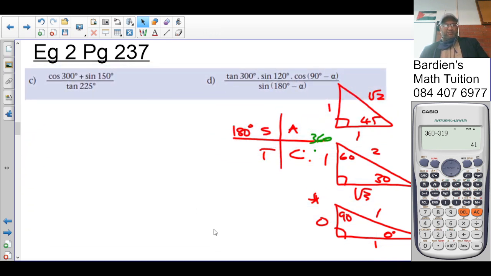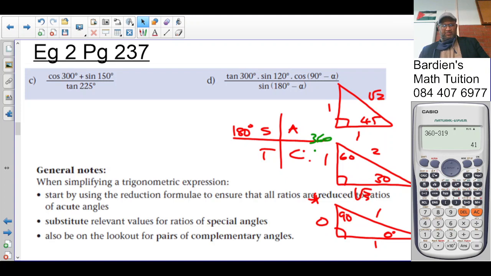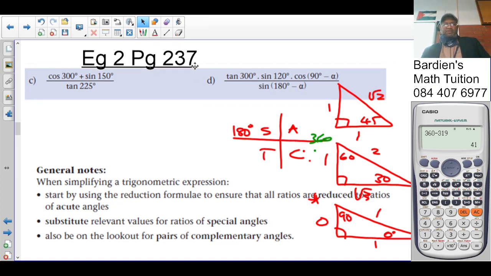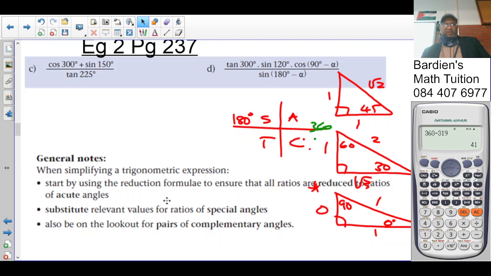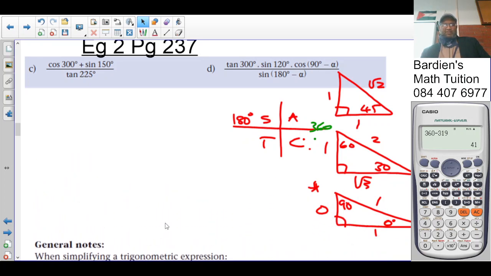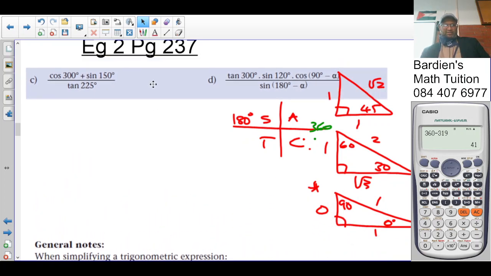You guys try C and D for me. I'm going to pause the video at this point and see where the others are. When you're done with those examples, you write down this general note. So at this point you have had a chance to look at it at least. So let's answer these questions before the bell rings, okay?